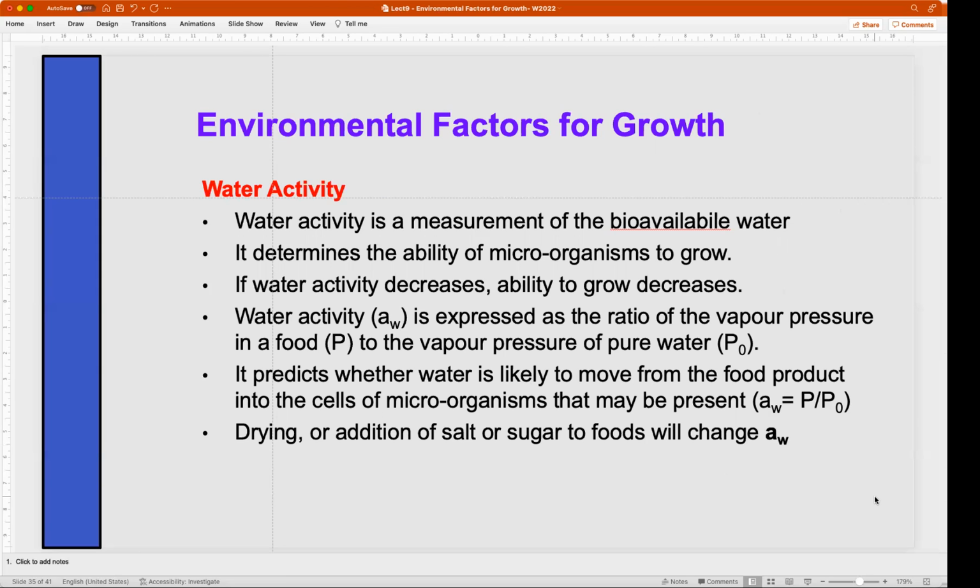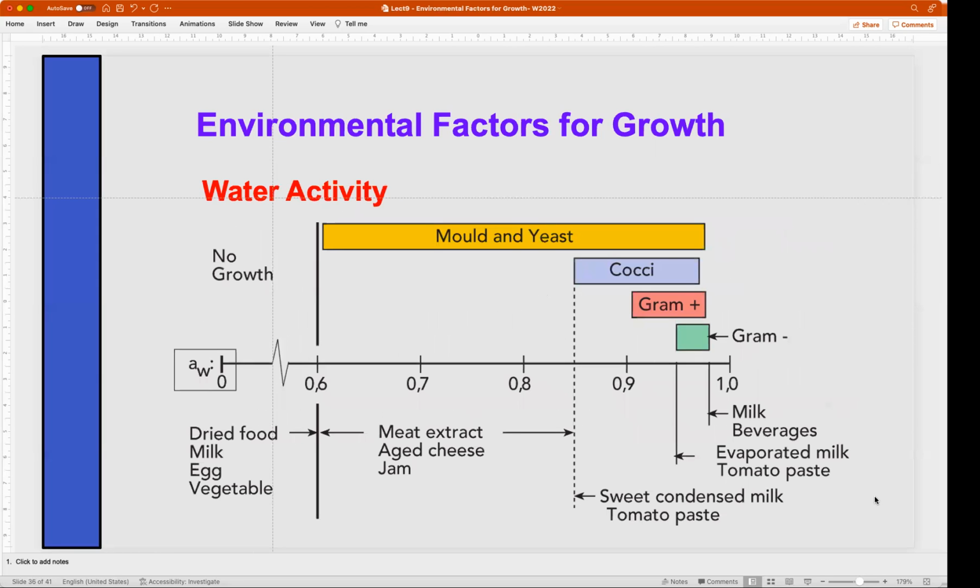Drying or adding salt or sugar can change your water activity. Okay, so you guys are familiar with that. So here's a picture of water activity. If your water activity value is 0.6 or lower, you will not have any growth. Honey is on that side as well, really? Yeah, because it's so much sugar. Ah, okay, makes sense. But I don't think that's what honey uses.